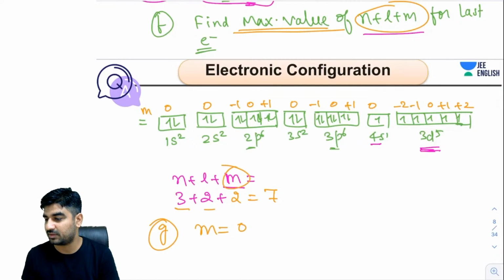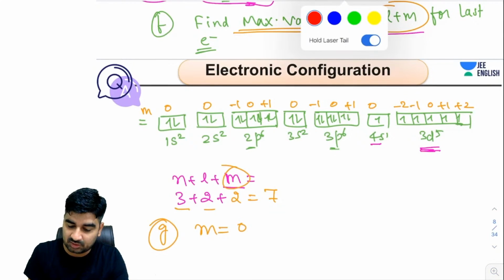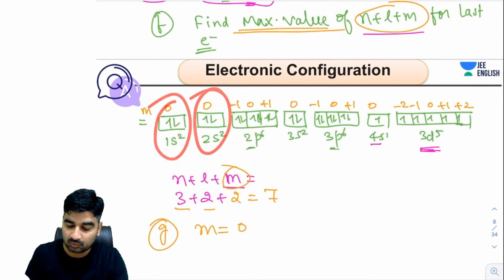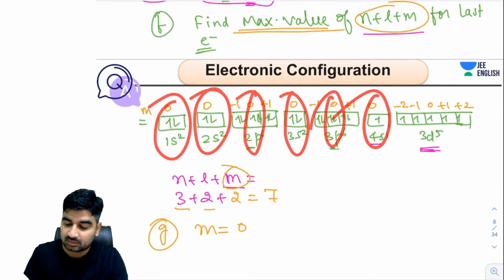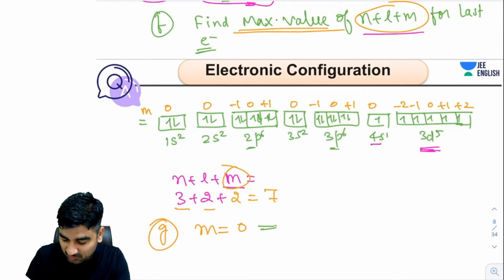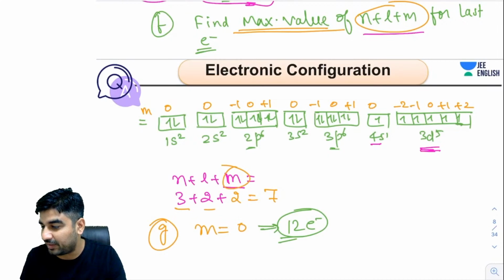Gate of 12. Sylvester, 7. Gate of 12. Let's see. Just see. Now M will be 0. Yes, Captain, I got your answer. 2, 2, 4, 2, 6, 8, 10, 11, and 12. So your answer will be 12. Many students got it right.